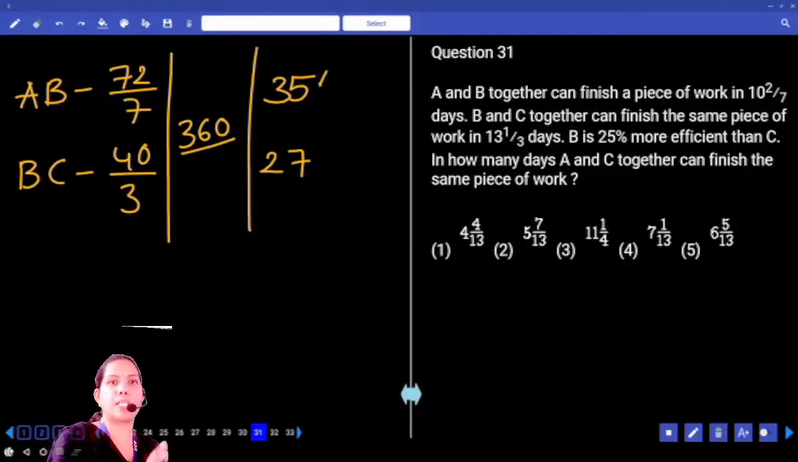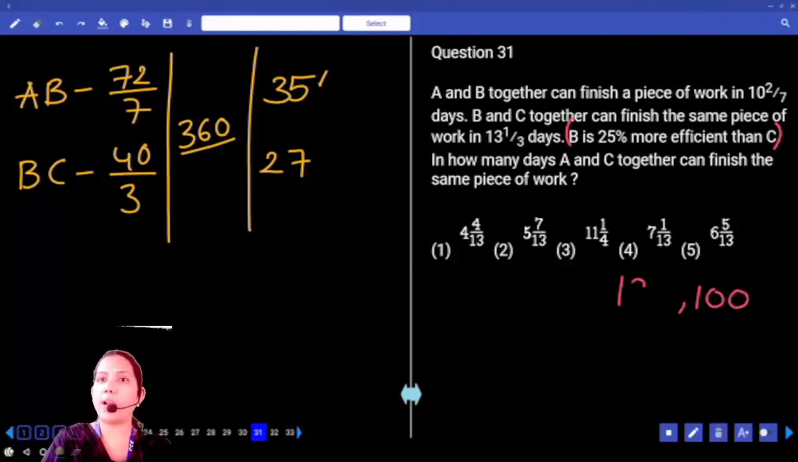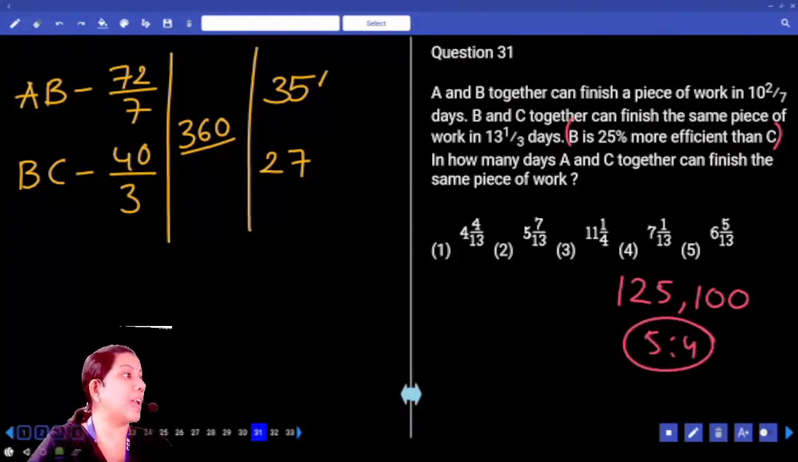Okay. What is the relation between B and C? B is how much percentage more efficient compared to C? 25. So we assume, suppose C is equal to 100, then what is B's value? 125. What is the ratio between 125 and 100? 5 is to 4. Very good. And that is the efficiency ratio. The BC efficiency ratio is 5 is to 4.